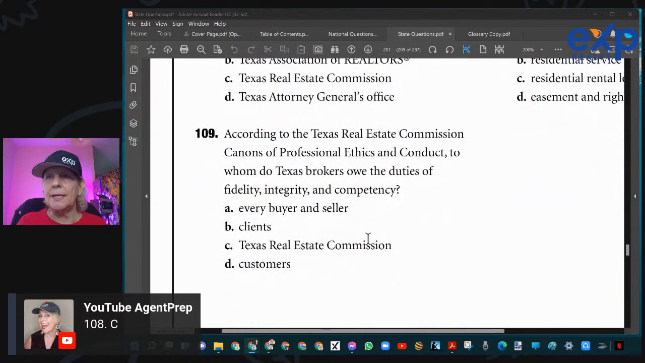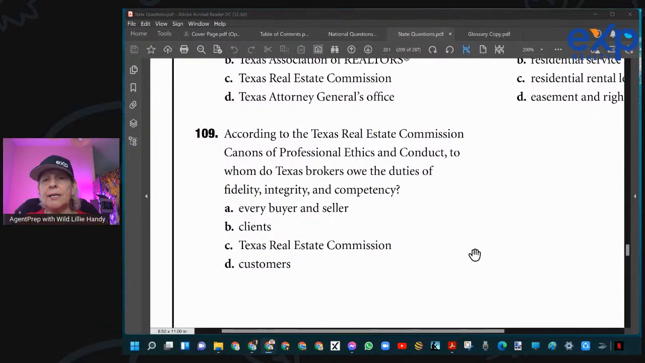All right, number 109. According to Texas Real Estate Commission canons of professional ethics and conduct, to whom do Texas brokers owe the duties of fidelity, integrity, and competency? A, every buyer and seller. B, clients. C, Texas Real Estate Commission. Or D, customers. So who do we owe our fiduciary responsibilities to?